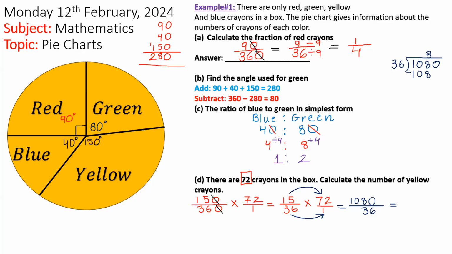Then we subtract. 108 minus 108 is going to be what? 0. Then we bring down the 0. How many times does 36 go into 0? 0 times. So 36 times 0 is going to be 0. So 0 minus 0 is going to be 0. Very good.